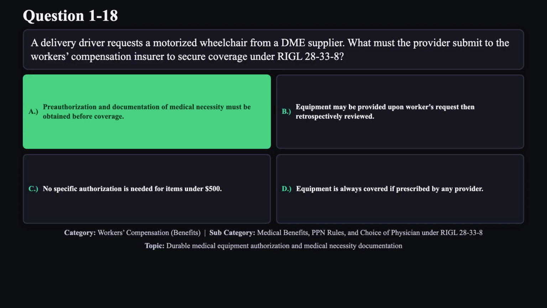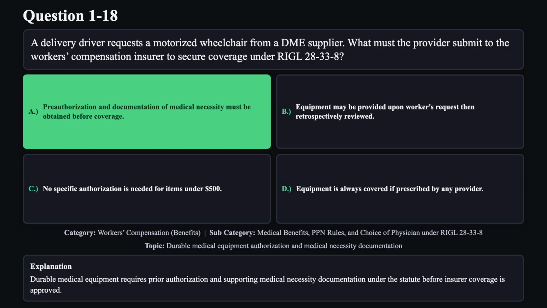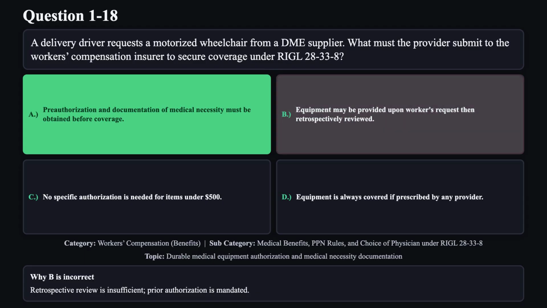The correct answer is A. Durable medical equipment requires prior authorization and supporting medical necessity documentation under the statute before insurer coverage is approved. Reason B is not correct. Retrospective review is insufficient. Prior authorization is mandated.